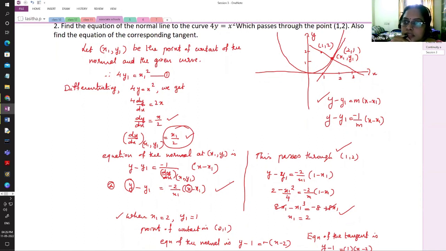Any discussion on this one needed? Any point of view, any different point of view? Ma'am, I won't get it. How is the point of contact 2 comma 1? Yes, they have given 1 comma 2 only.